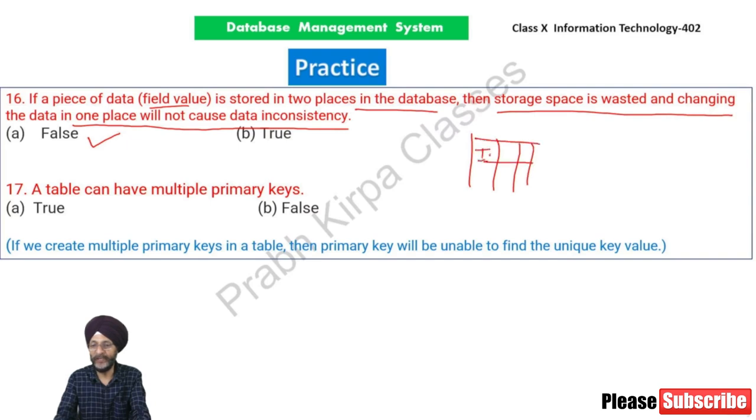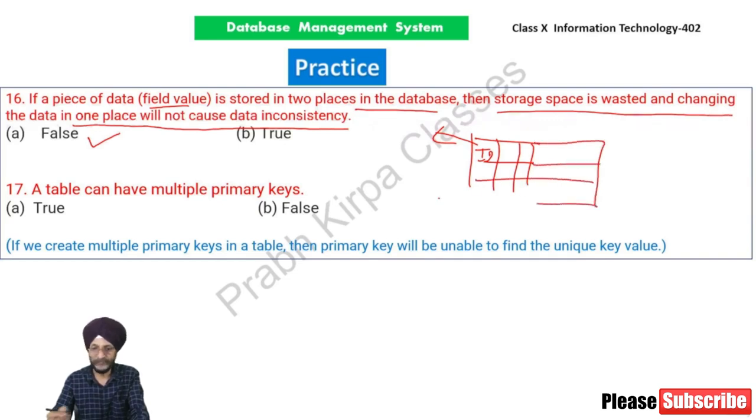If this is the student ID, this is called the primary key. If this student ID is used in any other table, it is possible. A table can have more than one foreign key, but not more than one primary key. Primary key is only one in a table. If we create multiple primary keys, then the primary key will be unable to find unique key values.